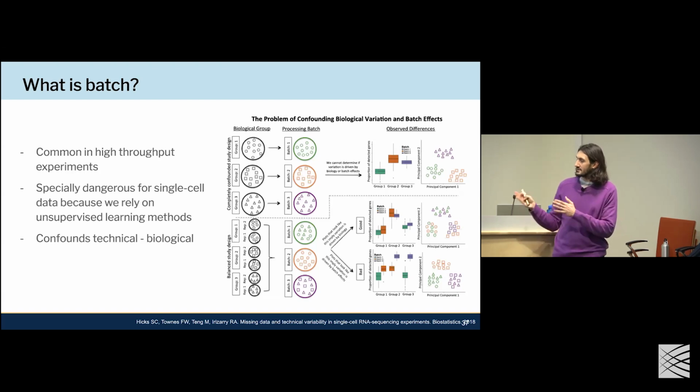Something that can be fixed computationally, but it's so much easier when done already from the experimental design side. And sometimes when we're fixing it computationally, what we're actually doing is killing very important biological signal just because we were forced to correct these things. Or if we don't correct them, then for the results that we're seeing, we don't know how much of them are true biology versus just technical noise.